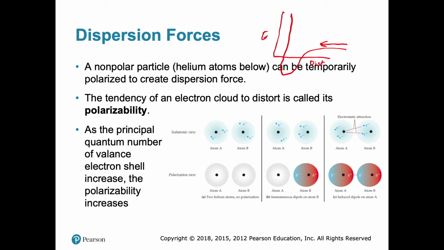So, I already talked to you a second ago about the principal quantum number. Here's the statement that you need to remember. As the principal quantum number of the valence electron shell increases, which means as we go down the periodic table, because the number is increasing, the polarizability increases. Why do you think that is? Why is it that when an atom gets bigger and bigger, which means the same thing as the principal quantum number getting larger, polarizability increases?